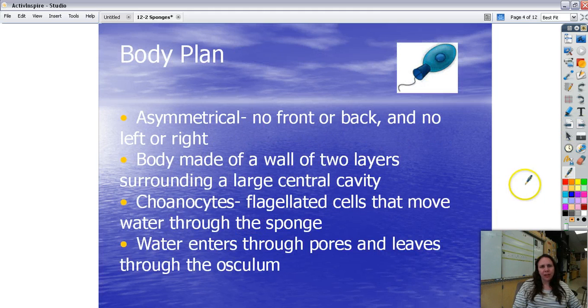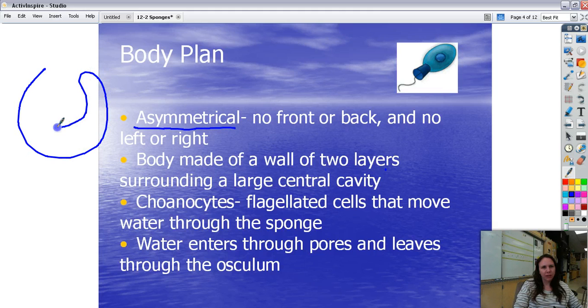Alright, their body plan. They are asymmetrical, which means that there is no symmetry. They grow kind of like plants. There's no front, back, no left or right. There is a top and the bottom because the bottom is glued to the ocean floor, but there is no head or anything like that. The body wall is made out of two layers surrounding a large central cavity. So it's kind of like, I'm going to use my raspberry example again, kind of like this. So there's a layer of cells here, a layer of cells here, then here's the middle portion, and then this is a hollow internal cavity.